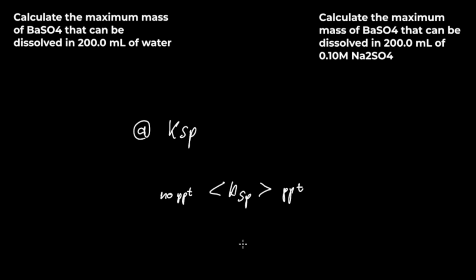It's right at the middle point where the precipitate will start to form, but it's at equilibrium. So precipitate will be constantly being formed and unformed. It'll just start to form. So you could say a little bit less than KSP is the maximum, but for the sake of these questions, we can just say it is KSP. So I'll just erase this. So, the maximum mass of BaSO4 that can be dissolved in 200 mL of water.